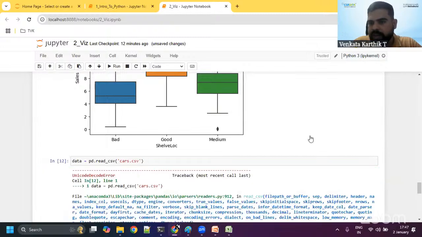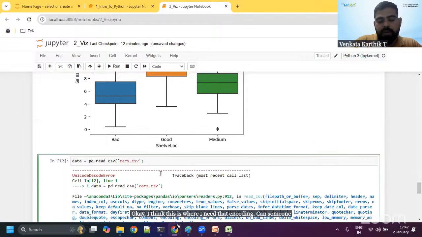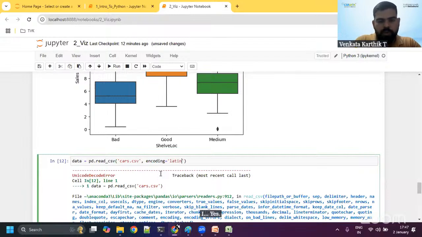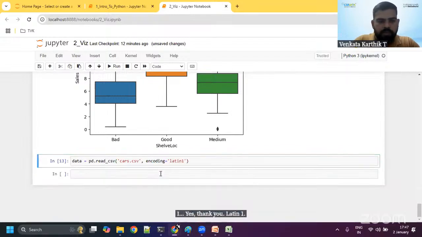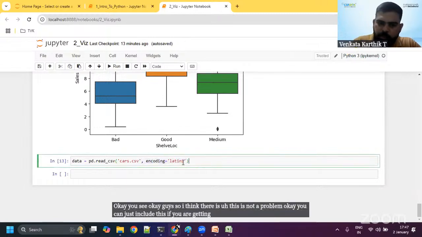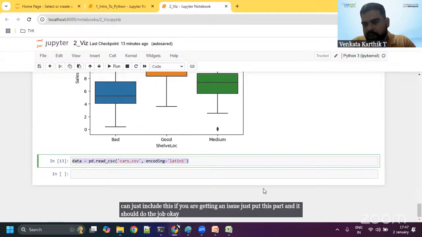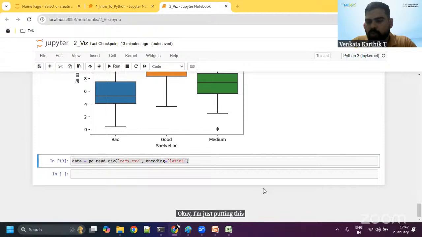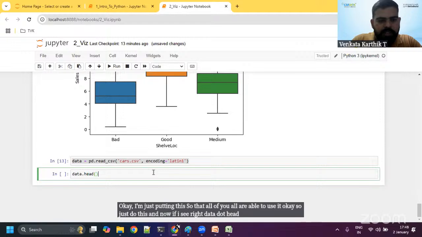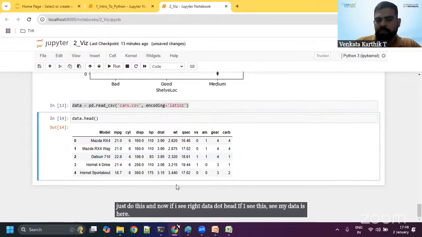Okay, I think this is where I need that encoding. Can someone share that encoding part, please? Yes, thank you. Latin 1. So I think this is not a problem. You can just include this if you are getting an issue. Just put this part and it should do the job. I'm putting this part again so that all of you are able to use it. Now if I see data dot head, see, my data is over here.